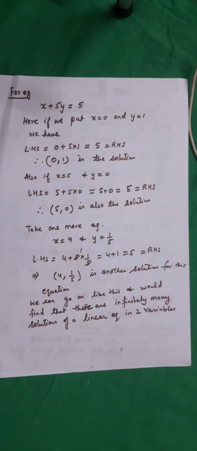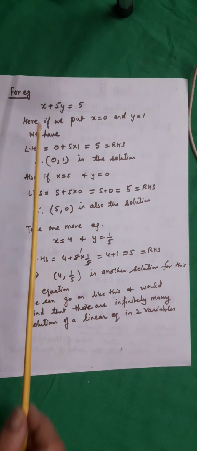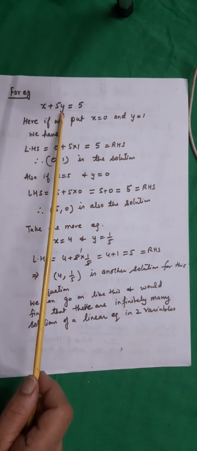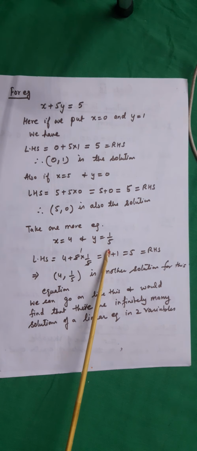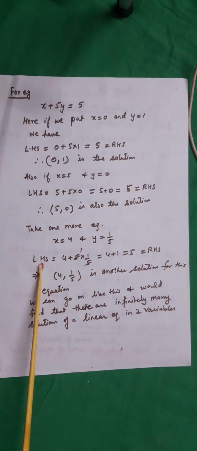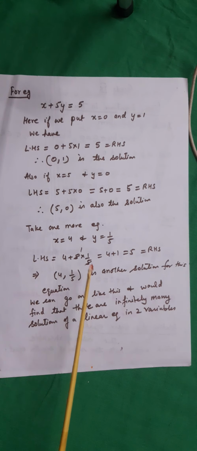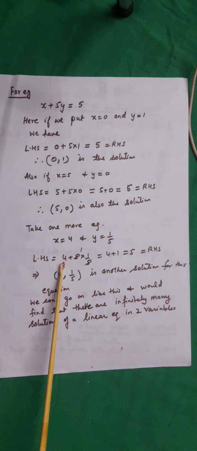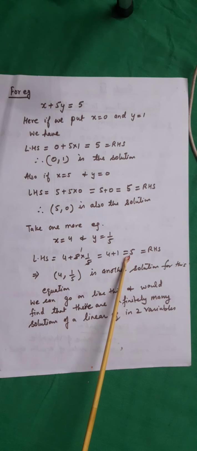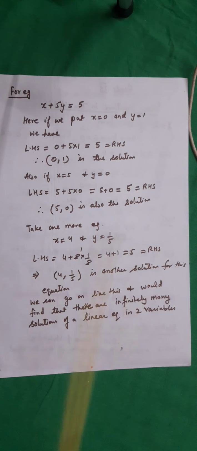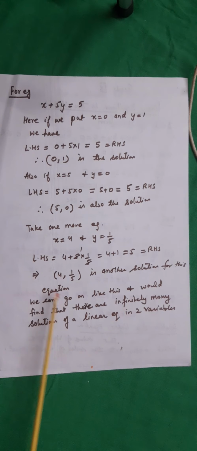Let's take one more example. If I put x is equal to 4 and y is equal to 1 upon 5, then the left hand side will be 4 plus 5 into 1 upon 5. 5 and 5 will cancel, and I have 4 plus 1, which is equal to 5. That is again equal to the right hand side. That means we have got one more solution for the given equation.